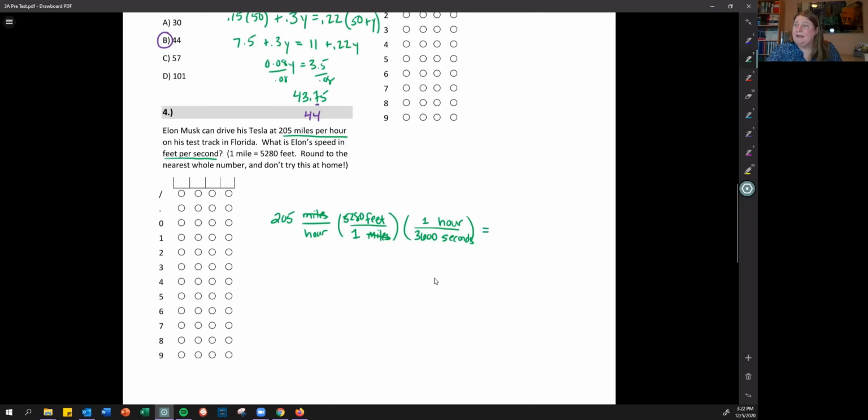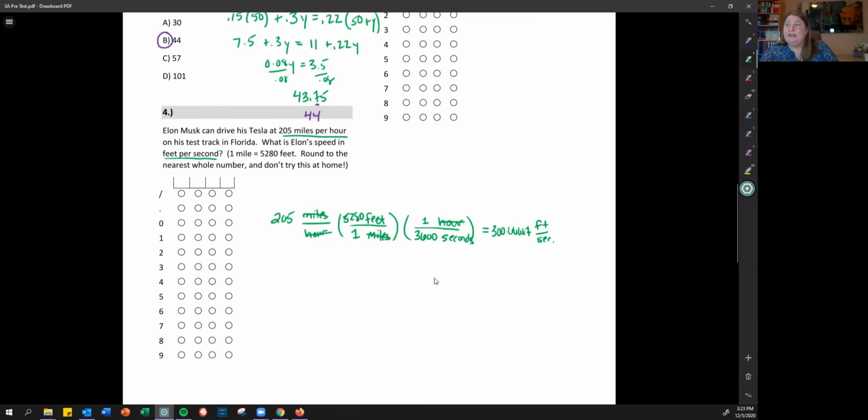And now we're ready. My answer, miles cancels with miles. Hours cancels with hours. My answer will have feet on top and seconds on bottom. That's exactly what we were looking for. We just have to do the math now. 205 times 5280 divided by 3,600. That's what our conversion factors are telling us to do. And I'm getting 300.66667. Oh, that's my calculator's way of telling me 2/3, 300 and 2/3 feet per second.